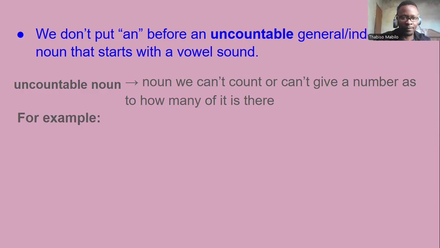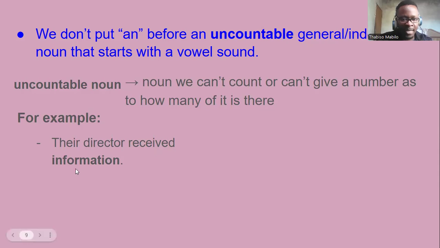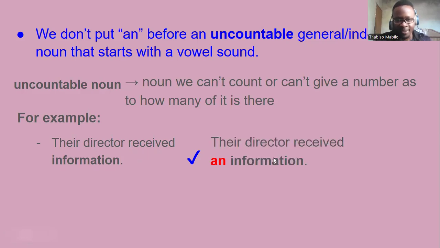For example, their director received information. Information is a noun and it is uncountable. You cannot count information. So that's why I did not put the article "an." So this sentence is correct. But if I say their director received an information, this is not correct. Why? Because information is uncountable. So I cannot use an article "an" because information is an uncountable noun.